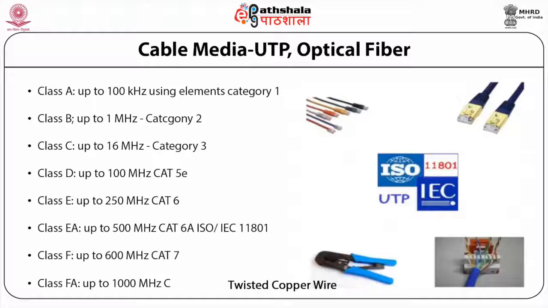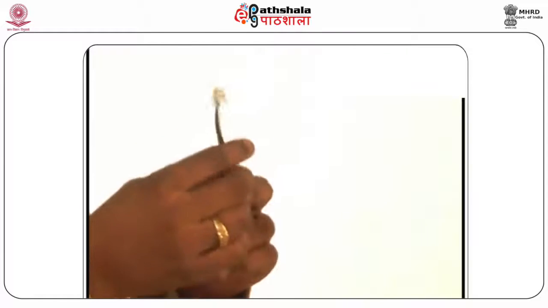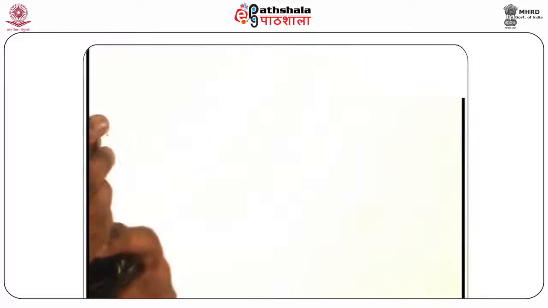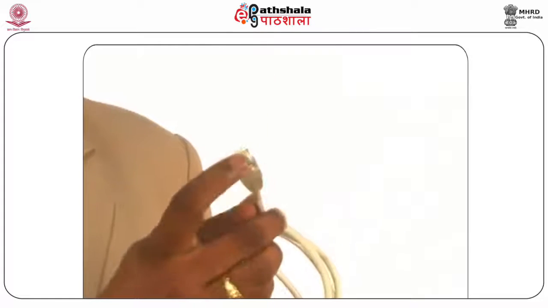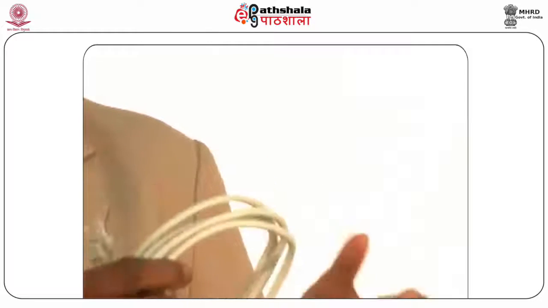Let me start with the cable which you know, the telephone cable. This has a cable plus a connector. This connector is called an RJ11 connector, and this is a simple cable, but in computers this cable is not used. Instead, we very commonly use a cable called Cat5 cable, which has a connector called the RJ45 connector, and network cables generally come in twisted pair.